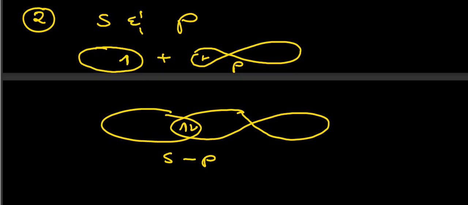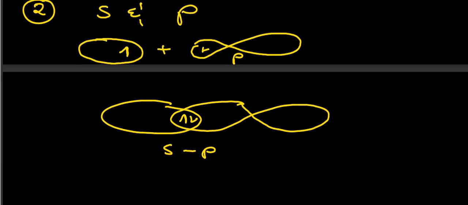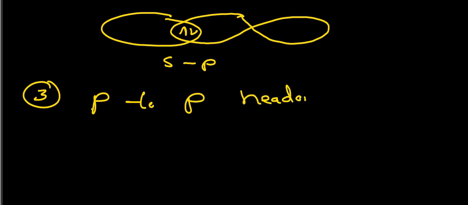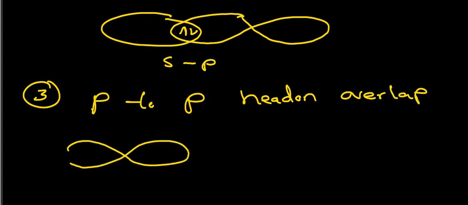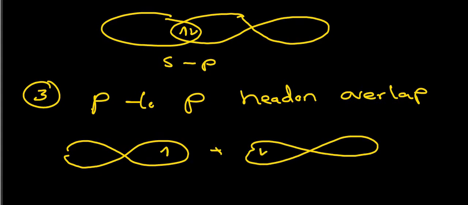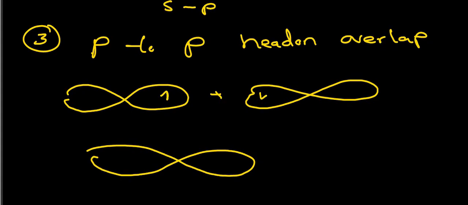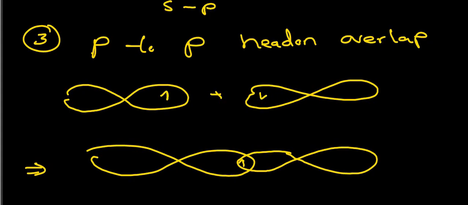A sigma bond. And the final way that we can create a sigma bond is when you have what you call a p to p head-on overlap. This is called a head-on overlap. When you have a p orbital lying down like this, combining with another p orbital which is also lying down, this can give us a sigma bond. The two electrons right here, this is a p to p head-on overlap.